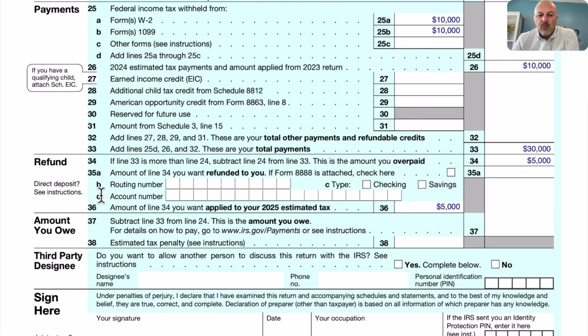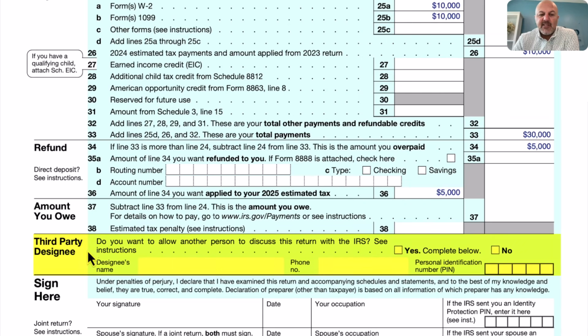Now that we know the refund and the amount owed and how that's captured and how to handle that, let's go to the third-party designee section. Okay, so the third-party designee section is a way for the taxpayer to authorize someone else, like a tax preparer, a family member, or another financial professional, to discuss your tax return with the IRS after it's been filed. Now, this person can answer questions about your return, they can provide any missing information, and they can receive and respond to IRS notices. And they do that by you putting their name on there and a 5-digit PIN that you choose, that this third-party designee is going to provide to the IRS when they call and want to talk about your tax return.